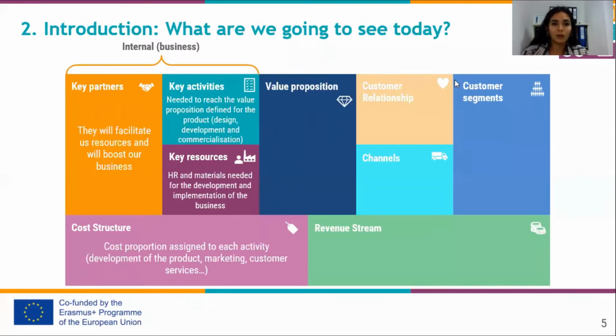Today we're going to see the left part of the business canvas model, that is, the different components that compose the internal part of your solution. On one hand, the key activities. These represent the different activities that you are going to develop in order to meet your value proposition. That is, what are you going to do during all the life cycle of your solution?